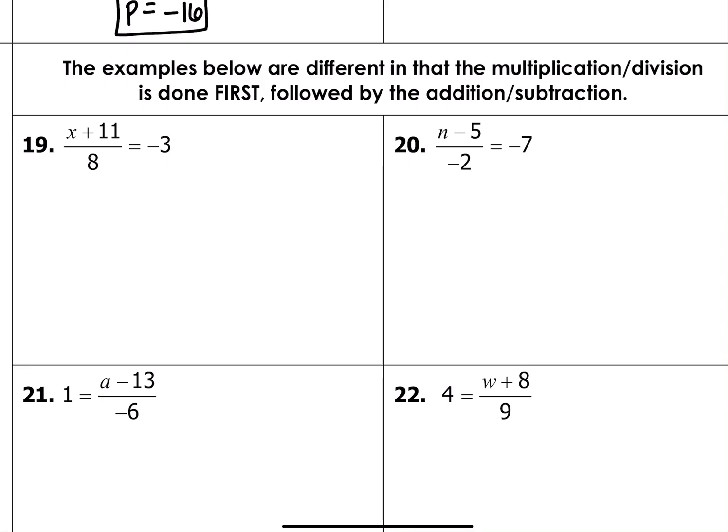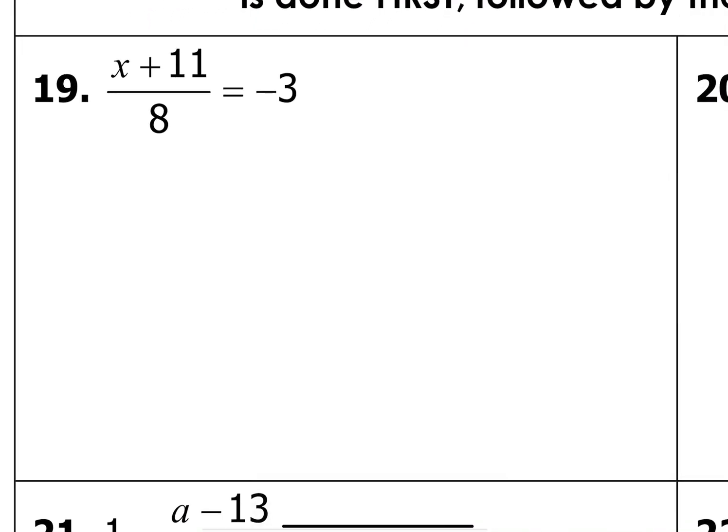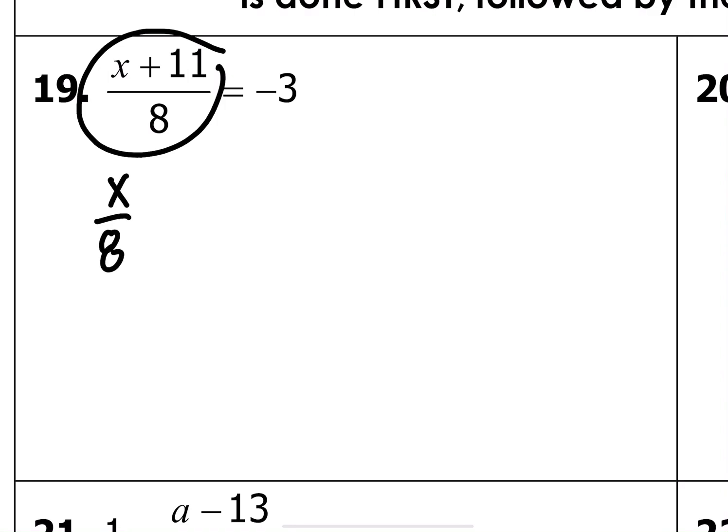Then we add or subtract. And here's why. If you look at number 19, the constant is technically not 11. It's 11/8. Don't write this down, but if I were to take this fraction here and write it so that it wasn't like an expression over 8, I could rewrite it like this. x/8 plus 11/8. That's really what that is saying. So the constant is 11/8.